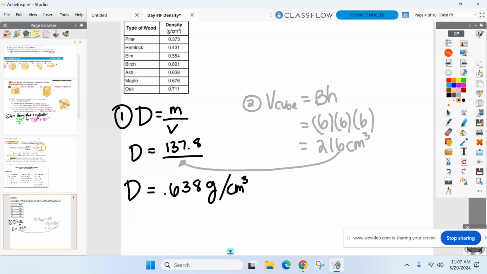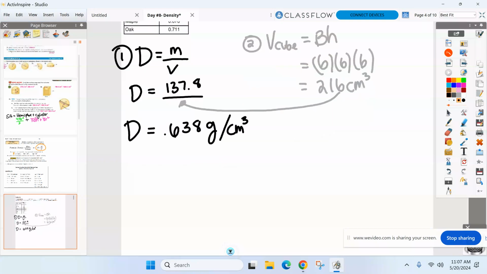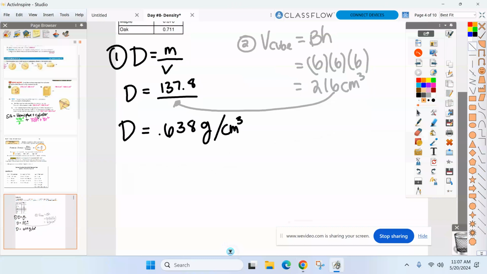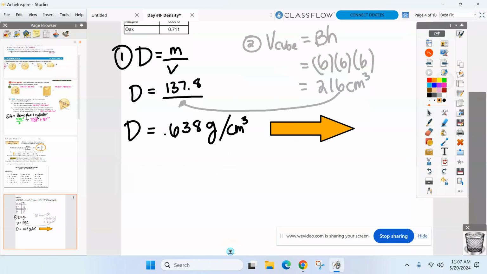So that's how I label a density. Oh, we got a second part to this, don't we, kids? What type of wood do I have here? So using the table real quickly, where am I here? There we go. Using the table, everyone can clearly see that we are dealing with some ash.